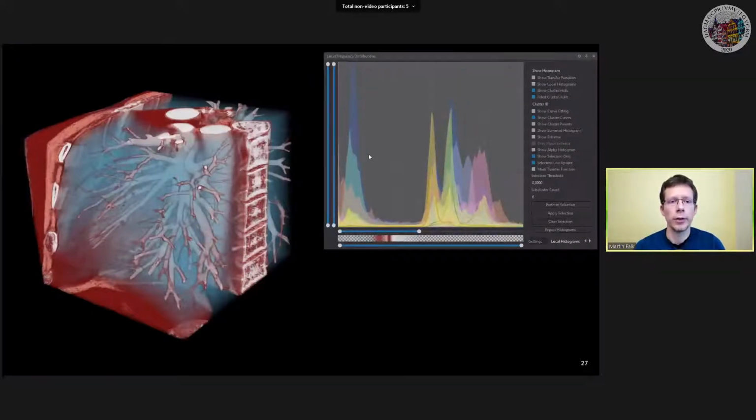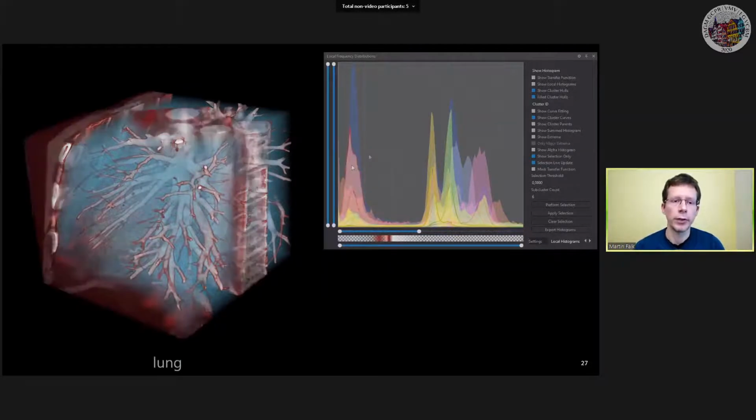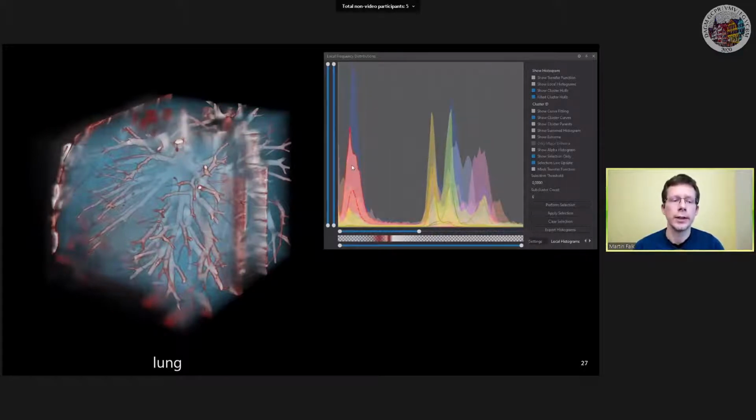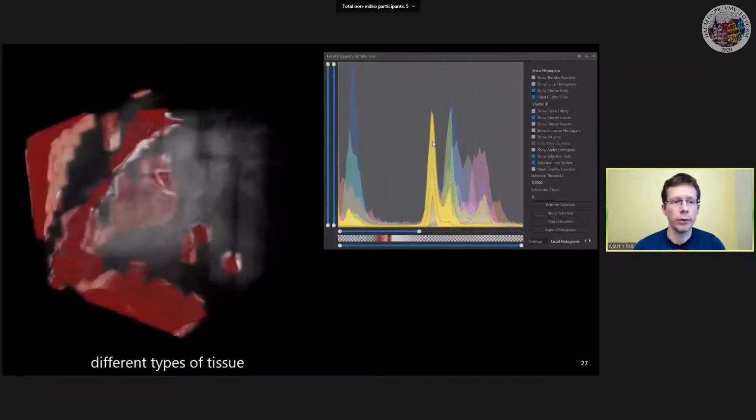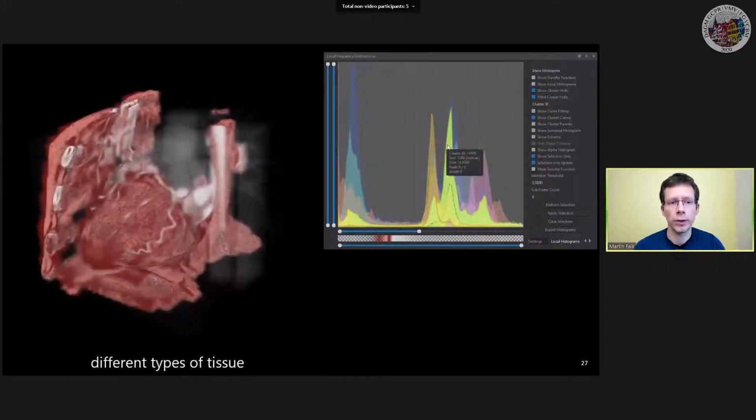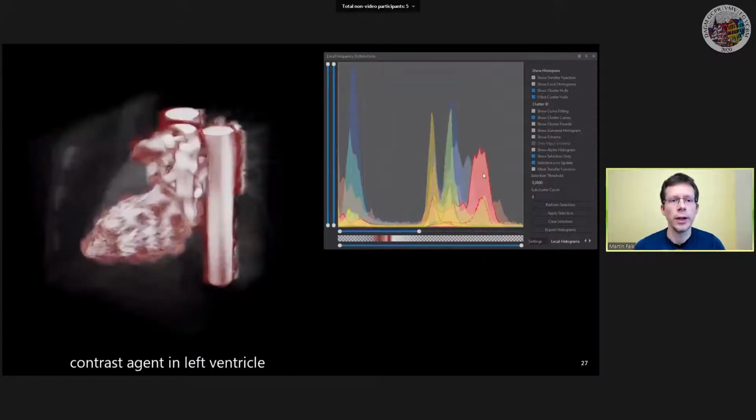Here is another example of a hard data set. On the right-hand side, you can see again the various cluster representatives, and then just by hovering or selecting those, we are able to select the corresponding frequency distributions and hence the matching selection in 3D. Here, for example, we have selected just the space around the lungs, which contains a lot of air, so it's quite easy to select. Here we have some tissue types clustered into two different clusters, as well as this feature here, which actually corresponds to a contrast agent, which was injected into the left ventricle.